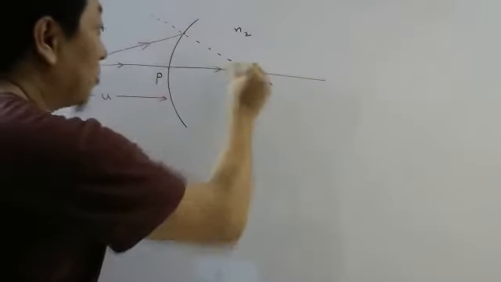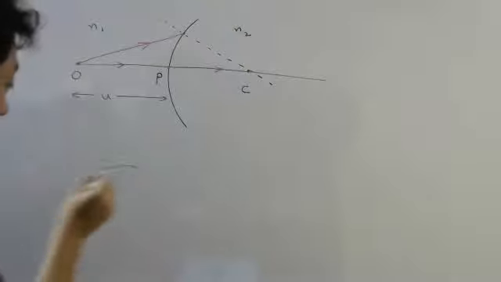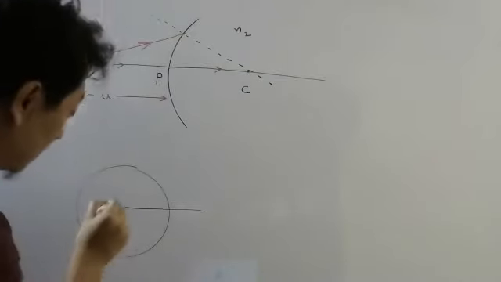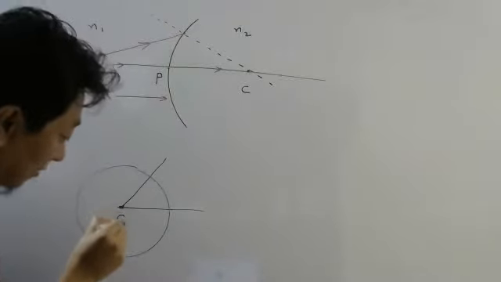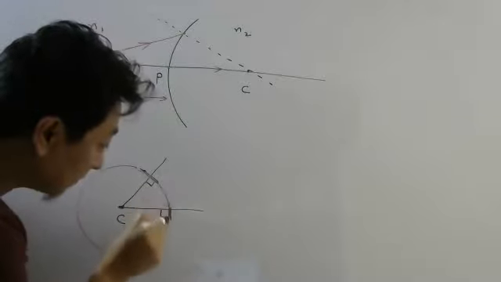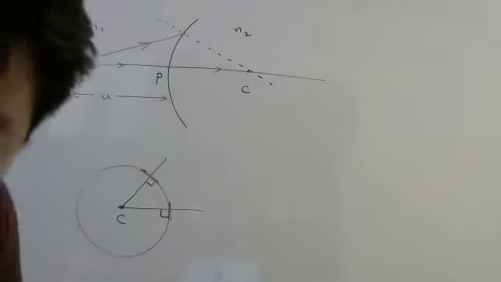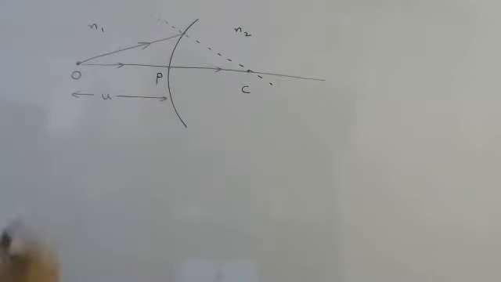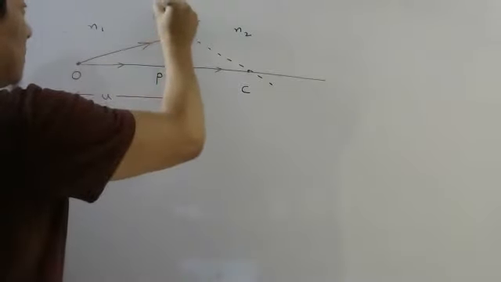It should pass through the center, because you know from school that any line that passes through the center is always perpendicular to the surface, right? So normal means it should be perpendicular. So this is your normal.